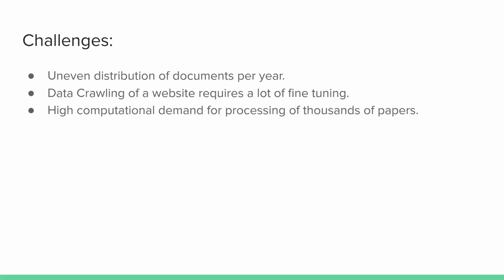Some challenges faced are an uneven distribution of documents for each year, as papers from conferences before 2017 usually did not have an abstract or a title, which is why they had to be removed. And there's way more papers from 2025 than 2017. That's about 10 times difference.